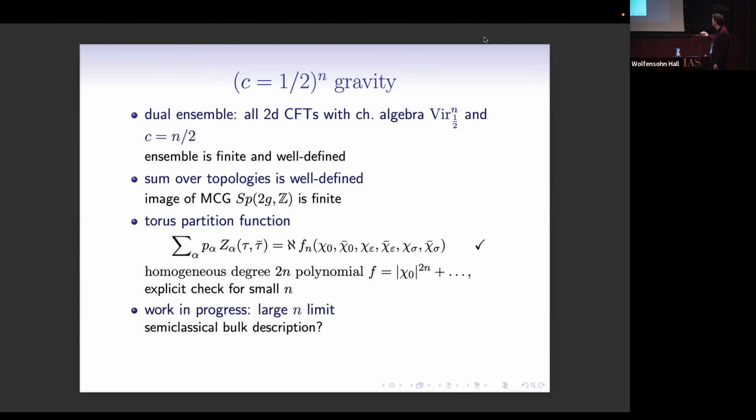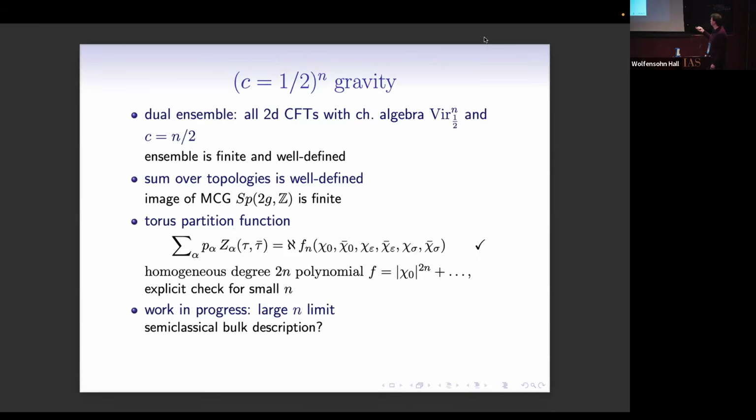And for small n, you can do it explicitly. I put the check mark to say that this is the check I did. And indeed, you recover an average of the partition functions with exactly the coefficients prescribed by symmetry, which Ahmed derived. That serves as a very non-trivial constraint that all of this works. Okay, this is basically where I am right now. Work in progress. I'm trying to take the large n limit.